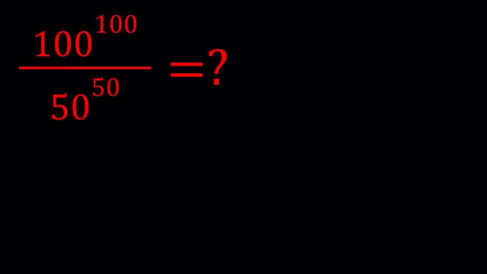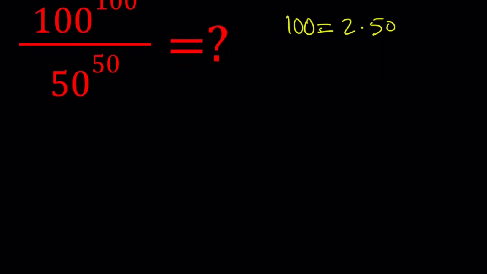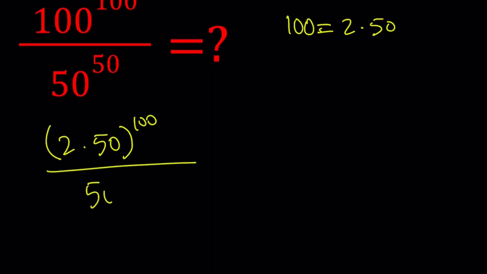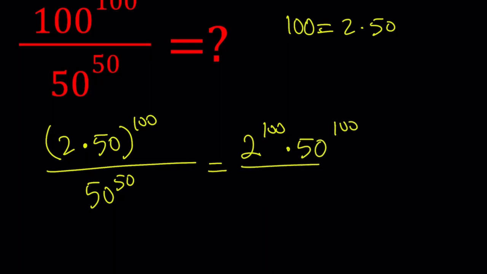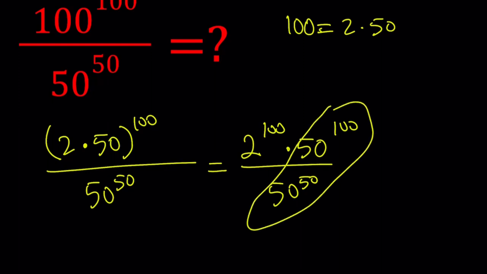First of all, notice that 100 is 2 times 50. So we can go ahead and write it that way. Write the 100 as 2 times 50 and raise it to the power 100. And then divide it by 50 to the power 50. And then we can go ahead and expand it by using a common exponent. This is 2 to the power 100 multiplied by 50 to the power 100 divided by 50 to the power 50.